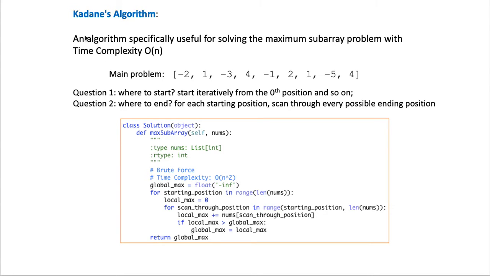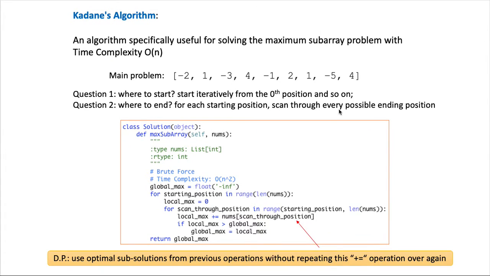Before we can appreciate Kadane's algorithm, let's understand the brute force and its limitations. The brute force solution has O(n) squared time complexity, as you can see here, the double for loop. But given the O(n) squared time complexity, it involves a lot of redundancy. In contrast, dynamic programming and Kadane's algorithm use optimal sub-solutions from previous operations without repeating a lot of these plus-equal operations over and over again.